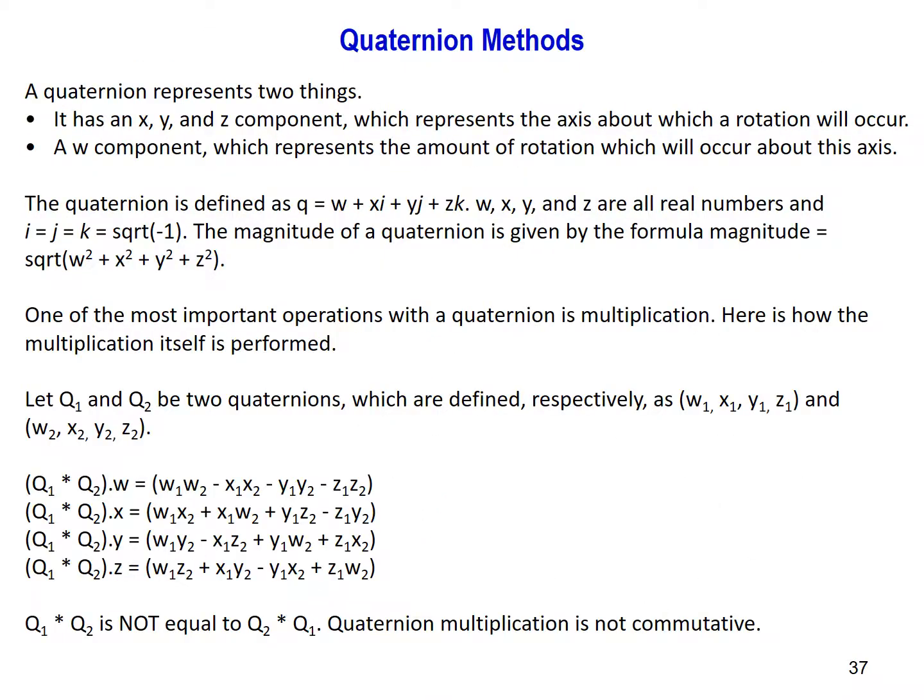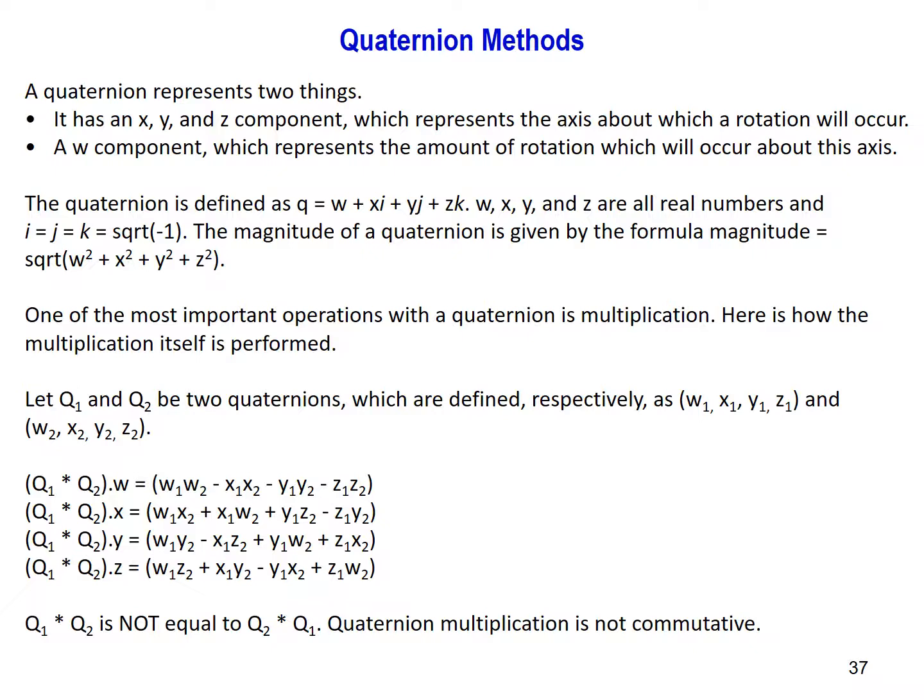Quaternion methods. A quaternion represents two things. It has an x, y and z component which represents the axis about which a rotation will occur, and a w component which represents the amount of rotation which will occur about this axis.